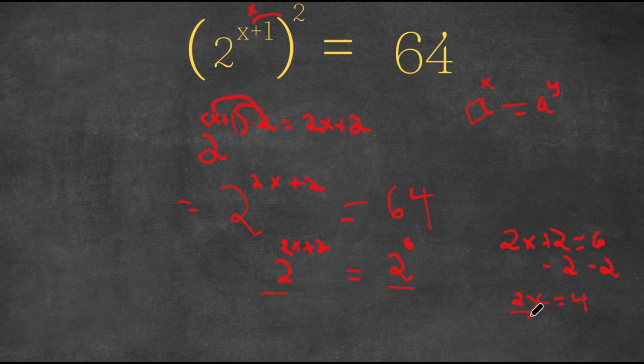And now we're going to divide by 2 on both sides. And let me write this right here. We have x equals 4 divided by 2, which is 2. So x = 2. And that is our answer. And now why don't we plug this into our equation here and see if it's right.